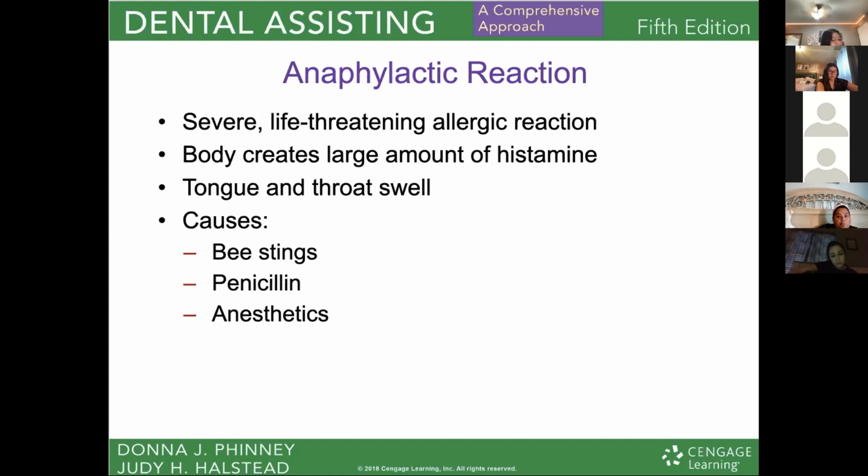So an anaphylactic reaction is a severe reaction to an allergen such as peanuts, a bee sting, or exposure to penicillin or anesthetics. So this is a severe life-threatening allergic reaction where the body creates large amounts of histamine and flushes it through the body, causing this immune response. It can also cause the tongue and throat to swell, which is an even scarier condition because obviously that'll obstruct the airway and we need oxygen to breathe.